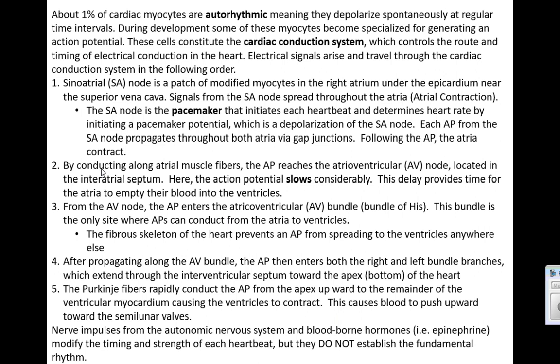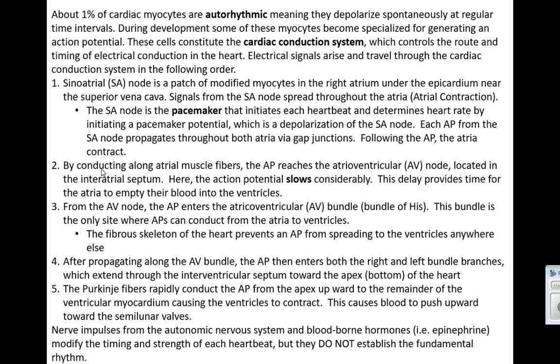And this occurs because during development, some of the myocytes become specialized for generating action potentials, and they constitute what we call the cardiac conduction system. So basically, some of those muscle fibers become more like neurons, generating and conducting action potentials through the walls of the heart. And this controls the route and timing of electrical conduction in our heart.